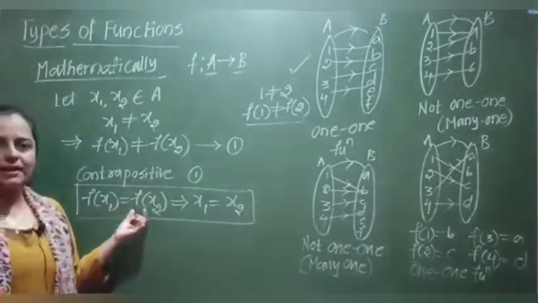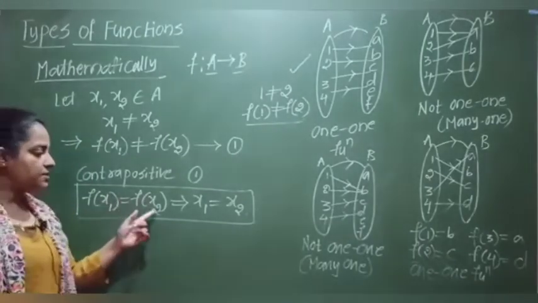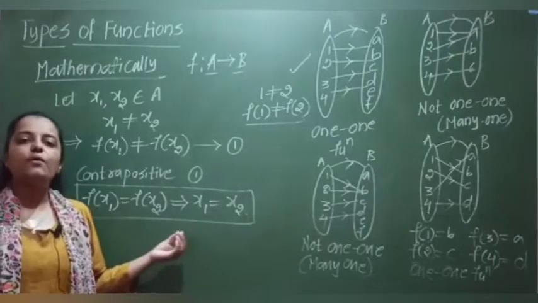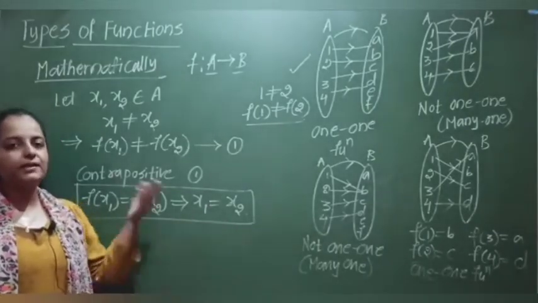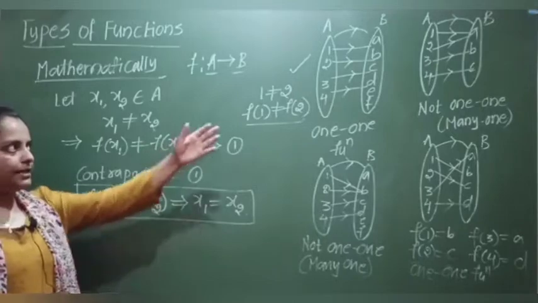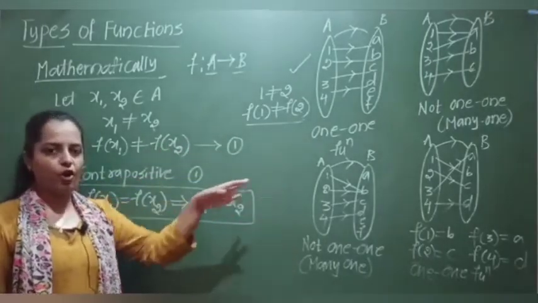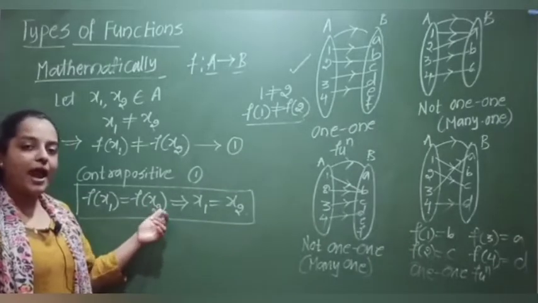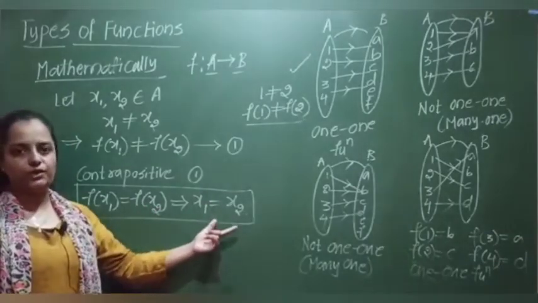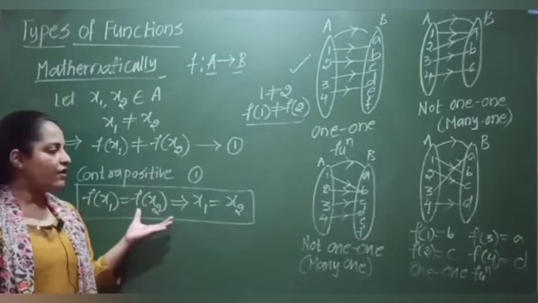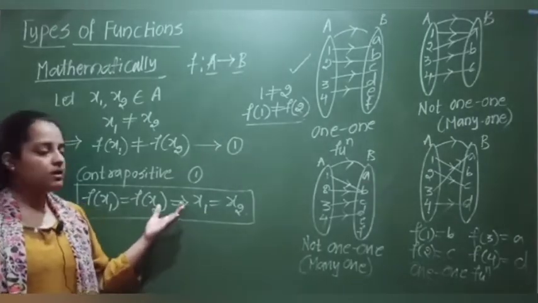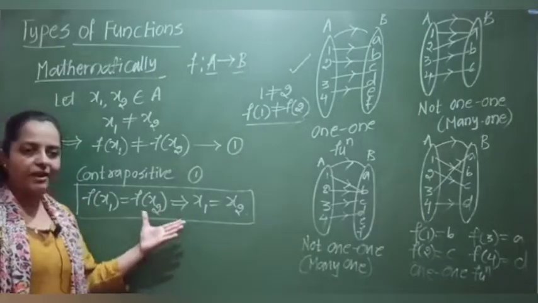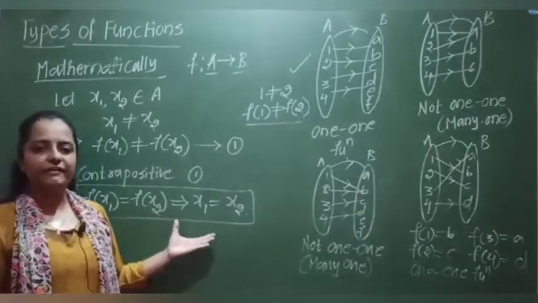Mathematically we have to take f of x1 equal to f of x2. If the function is defined from an infinite set to an infinite set, then instead of taking an arrow diagram, we have to show mathematically that f of x1 is equal to f of x2 and then show x1 is equal to x2. That time we can say the function is a 1-1 function. Now with the examples you can understand how we have proved the 1-1 function mathematically.